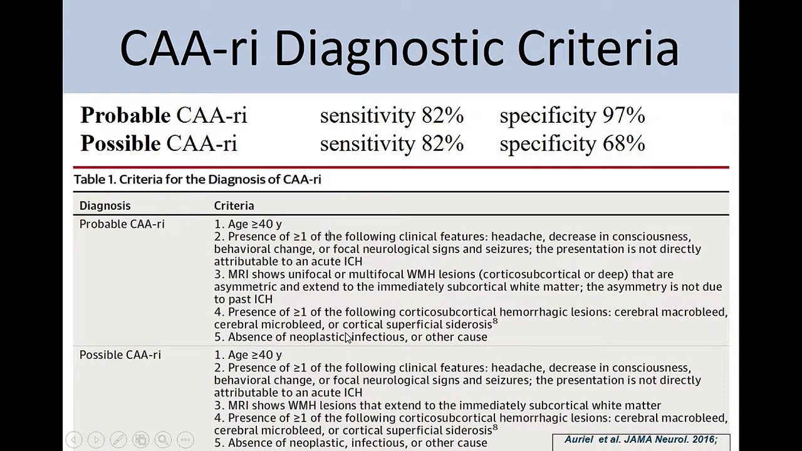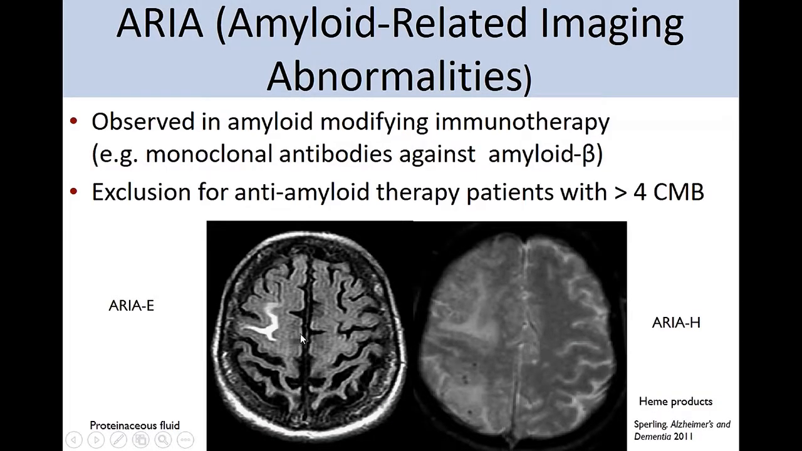So from this, again, criteria were developed to say probable or possible with a high specificity and sensitivity, which, like before, take into account age, the clinical features, and the MRI characteristics. And ARIA, which is amyloid-related imaging abnormality, is something that we observe as a consequence of treatment, especially in patients with dementia, so observed with amyloid-modifying immunotherapy.